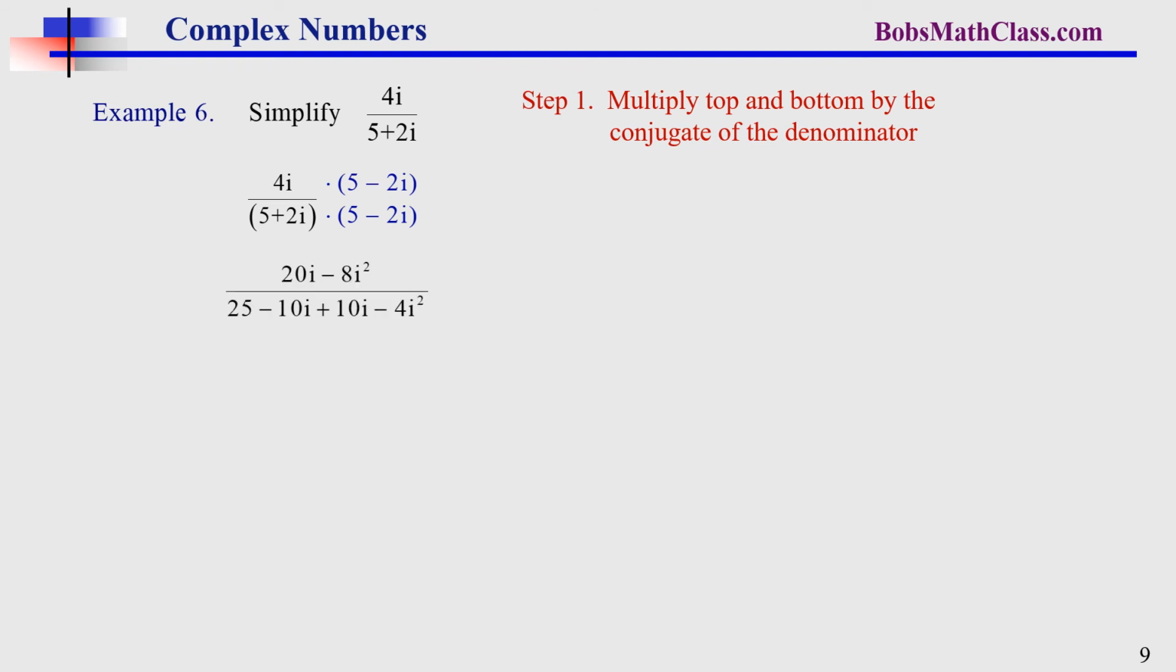Okay, that's our result. So if we distribute 4i in the numerator, that gives us 20i minus 8i squared. In the denominator, 5 times 5 is 25. 5 times negative 2i is negative 10i. 2i times 5 is positive 10i, and positive 2i times negative 2i is negative 4i squared.